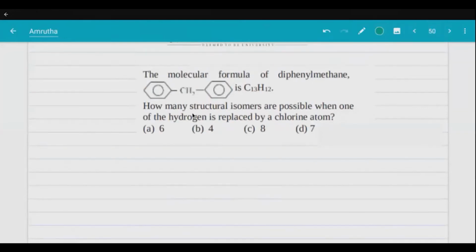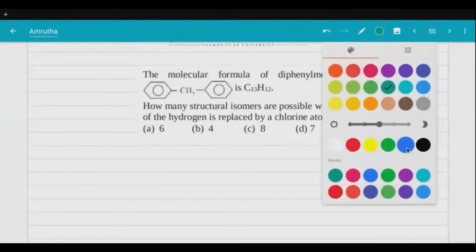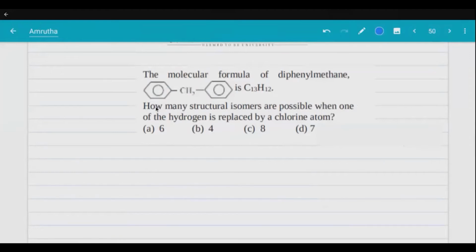How many structural isomers are possible when one of the hydrogens is replaced by a chlorine atom? This is from basic organic chemistry, isomerism. Not stereo, only structural isomers. Every time you have to replace one hydrogen only. So let me do it in a systematic way. There is one phenyl group. I'll replace here. Only one hydrogen I should replace, right? So this is one.